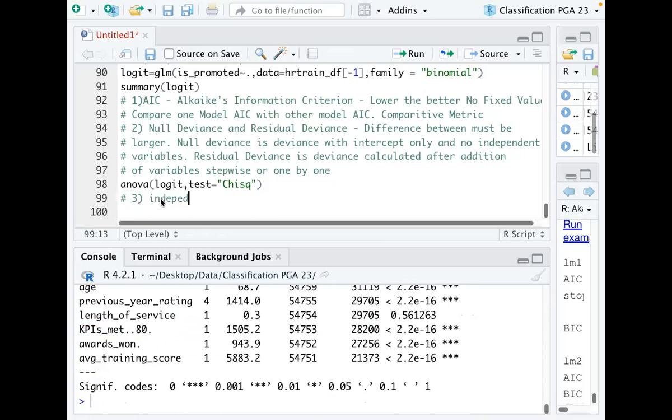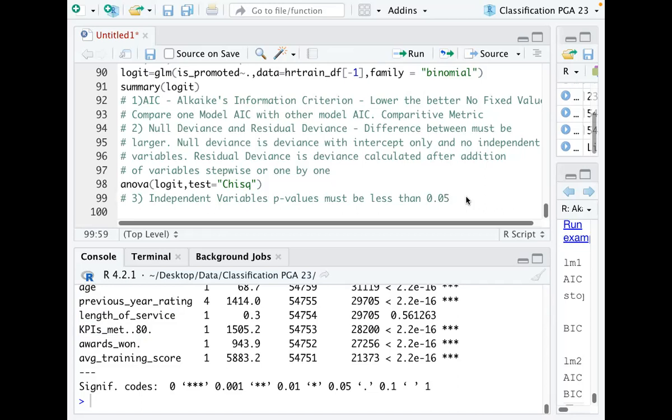Independent variables p-value must be less than 0.05. The third condition is independent variables p-values must also be less than 0.05. If any variable is not having p-value less than 0.05, you can remove that variable and rebuild our model. We can remove the variable and rebuild our model.